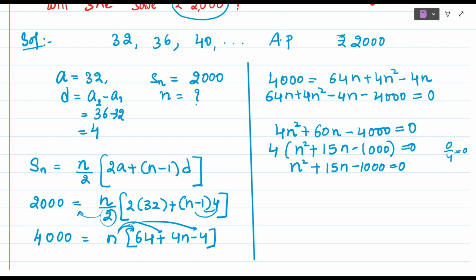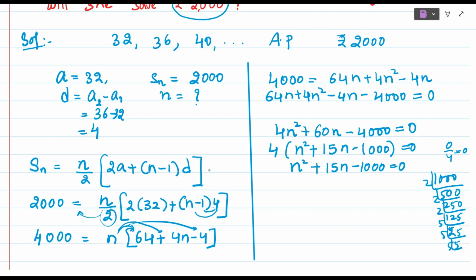Now we have to solve this quadratic equation, students. How to solve this? Easy method is to take the prime factorization of this 1000. 2 5s are 10, 2 2s are 4, 2 5s are 10, 2 2s are 4, 2 5s are 10, 5 2s are 10, 5 5s are 25 and 5 5s are 25.